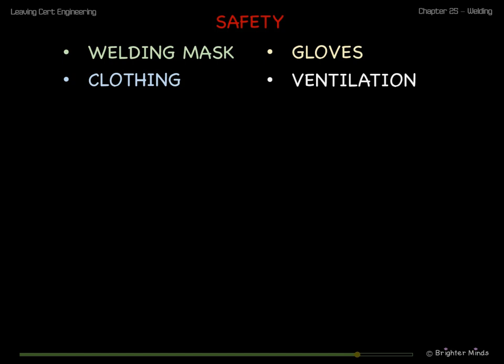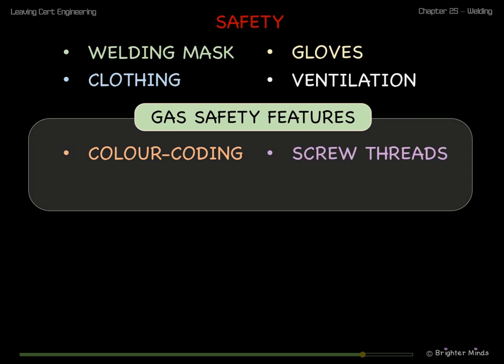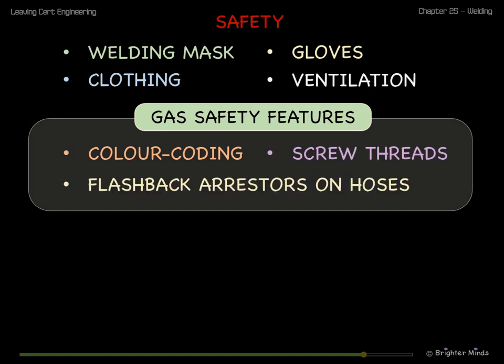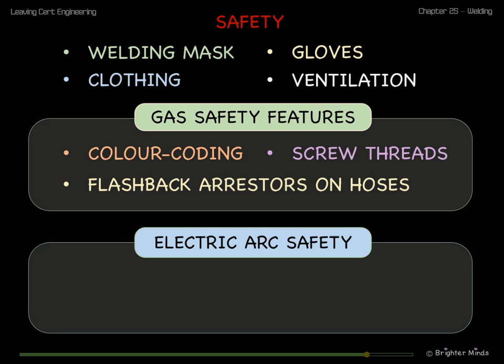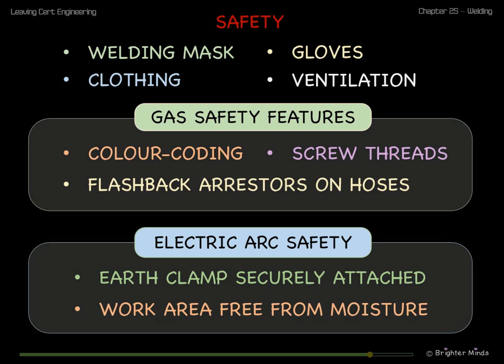Gas welding equipment contains a number of built-in safety features. Gas cylinders and hoses have different standard colours, and oxygen and acetylene connections have opposite screw threads, so they can't be connected the wrong way around. Gas hoses contain built-in flashback arresters to prevent any flames returning to the cylinder. In electric arc welding, ensure the earth clamp is attached securely and keep the work area free from moisture, which could lead to electric shocks.